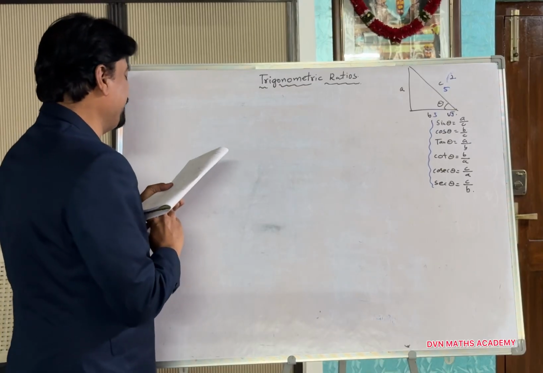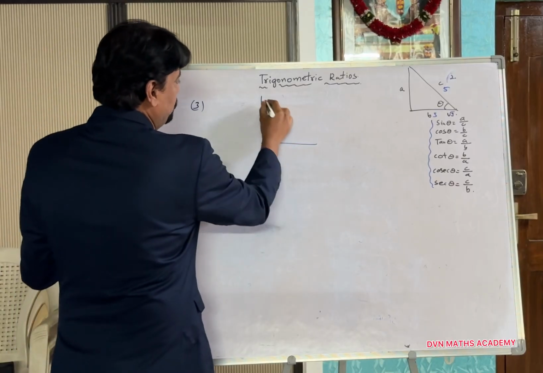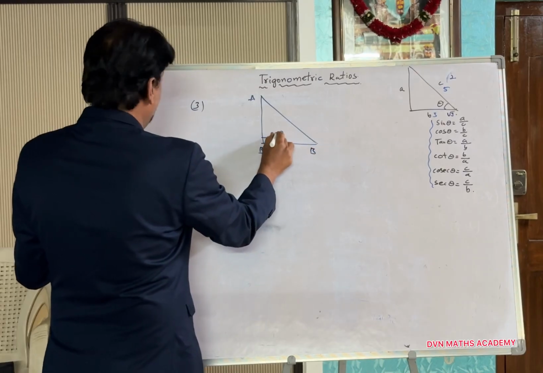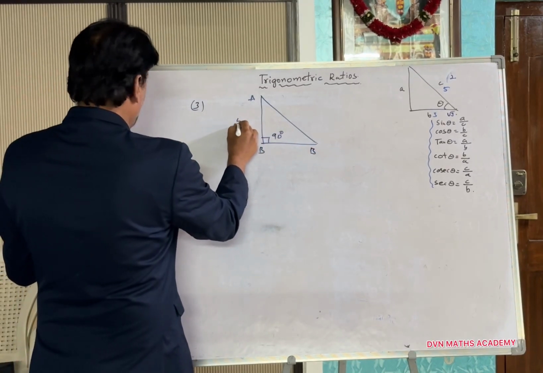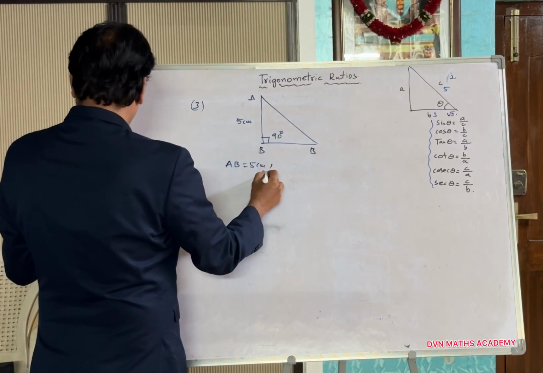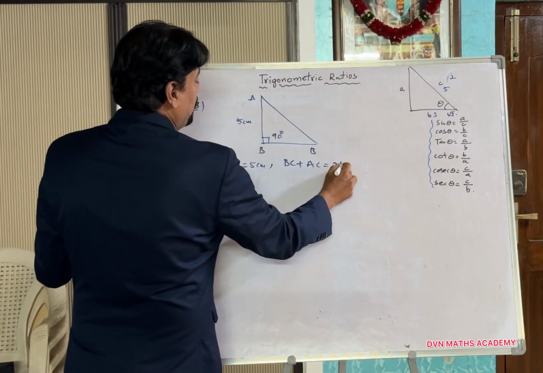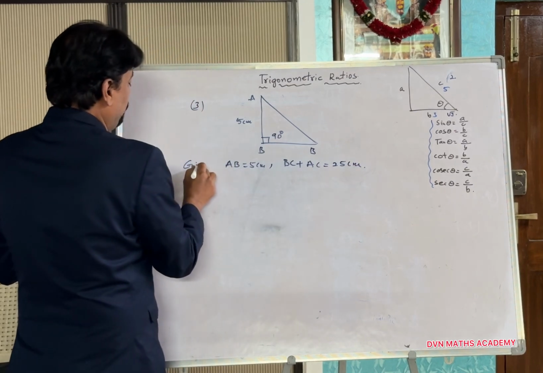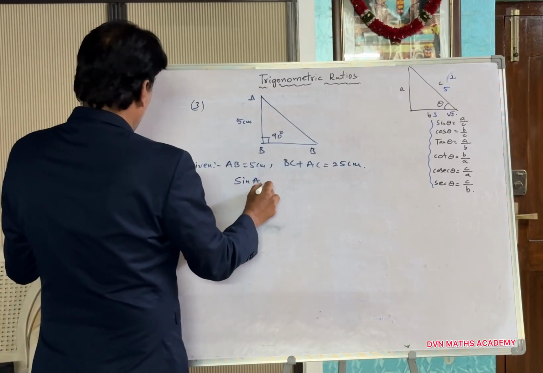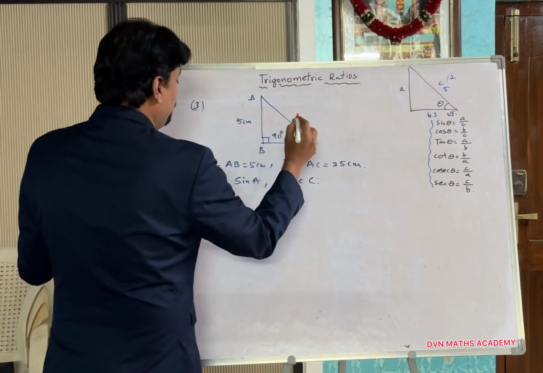And the third question is given like this. In a triangle, angle B is equal to 90 degrees is given. And AB is equal to 5 centimeter is given. And another information is BC plus AC is given as 25 centimeter. This is given, and it is asking to find sin A, comma cosec C. Sin A and cosec C value is asked.